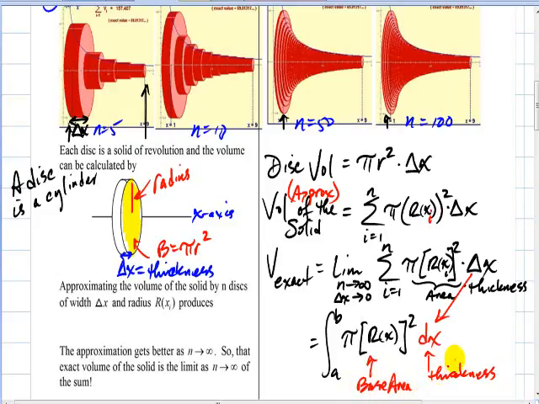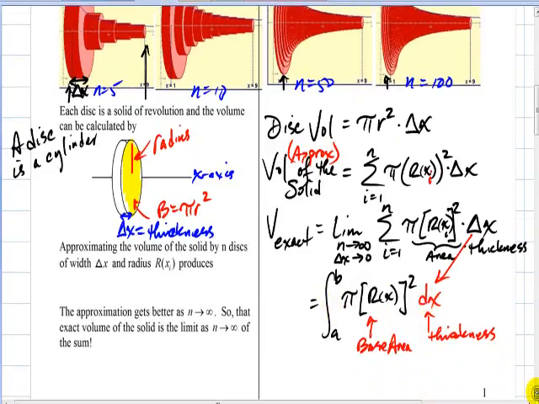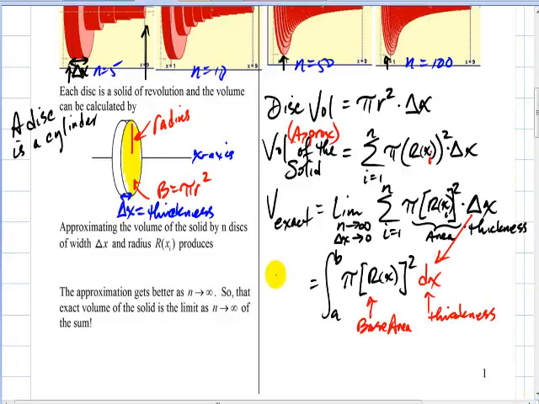So you have to understand geometrically what's happening here. Pi r squared gives you the area on the top of the disk times the thickness dx, and the integral sums them up for you. Remember, the integral is actually just an infinite sum. And that, my friends, is the exact volume. This is exact.